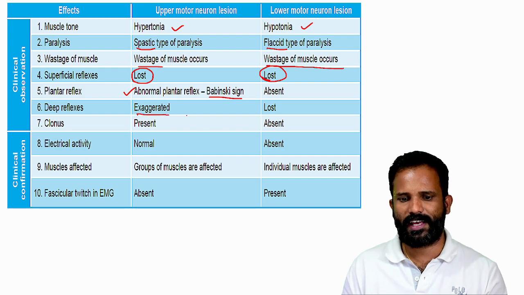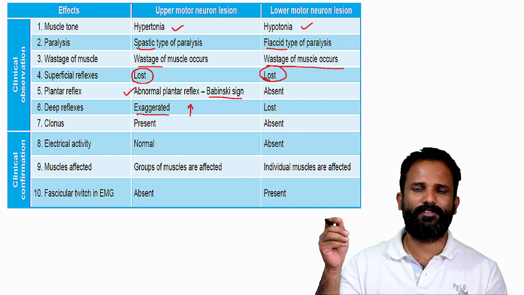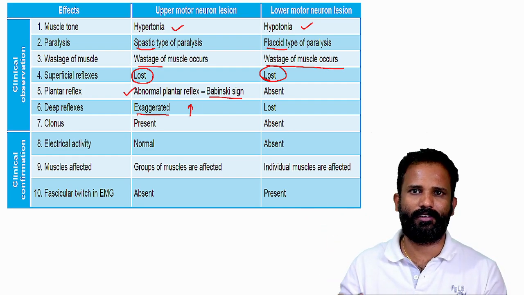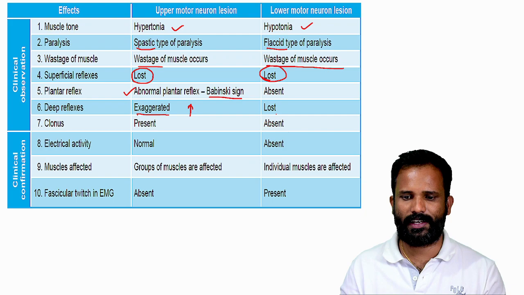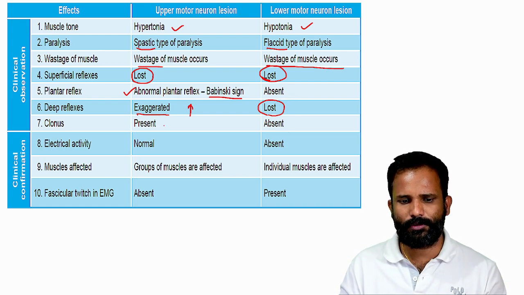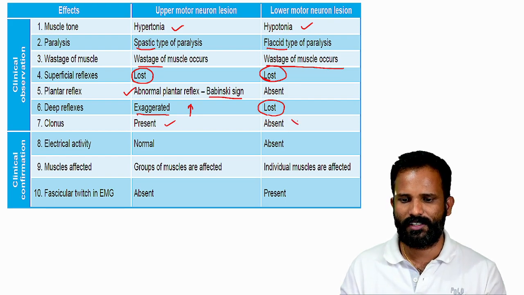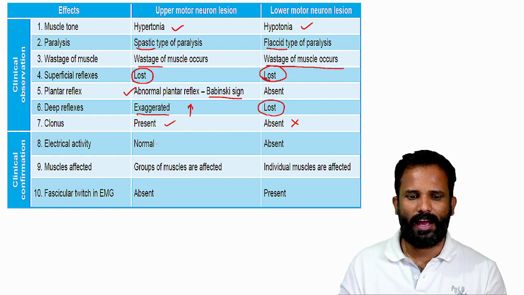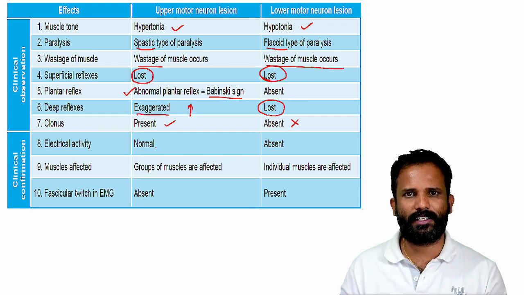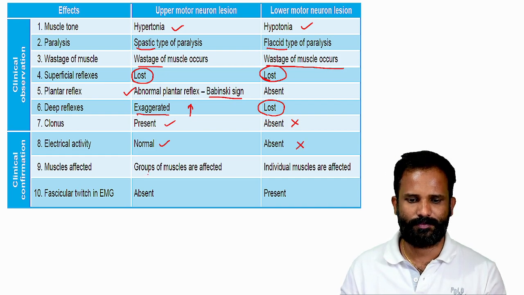Deep reflexes are exaggerated. If the tone is increased, the contraction of the muscle when you hit the tendon also increases, so exaggerated. In the lower motor neuron lesion, part of the reflex arc is not there because the lower motor neuron is cut, so no deep reflexes. Exaggerated tone is presented as clonus in the ankle and patella. So clonus is present in upper motor neuron lesion, and such a thing is absent in lower motor neuron lesion. And the electrical activity recorded in a muscle will be normal in upper motor neuron lesion. As there is no efferent, it is absent in lower motor neuron lesion.